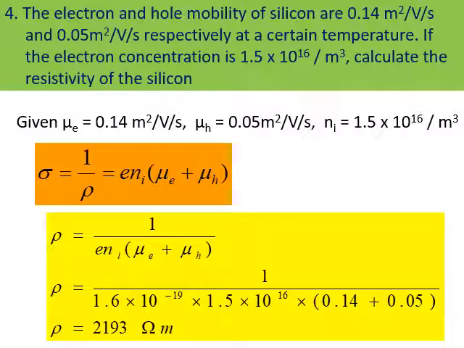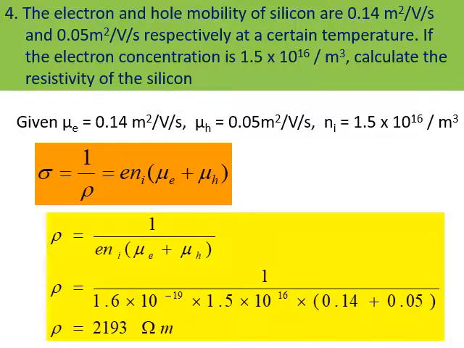Ni is the intrinsic charge carrier density, that is 1.5 × 10⁻16, into 0.14 plus 0.05, which are the mobilities of the electron as well as the holes. If we calculate, we get 2193 ohm meter as the resistivity of the material for that electron concentration.